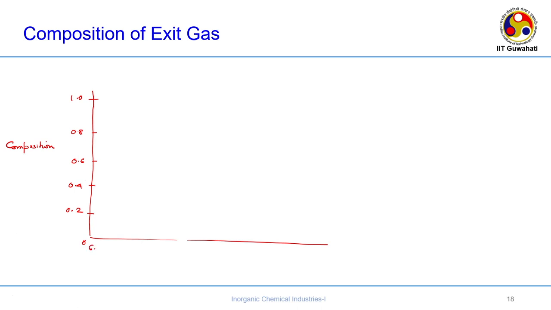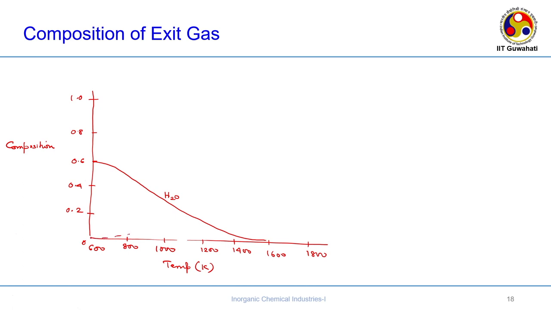Then, because there is no point writing temperature below 600, I will write down 800, then 1000, 1200, then 1400, then 1600, then 1800. So, this is the temperature in Kelvin. So, if you see now, the steam production goes like this. So, this is for H2O, okay.